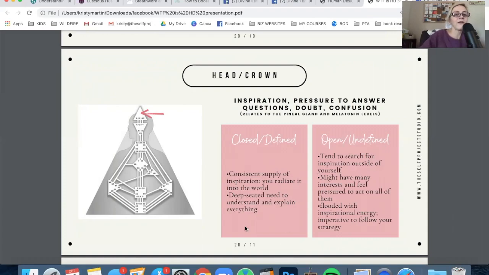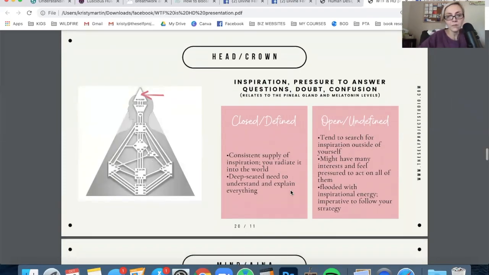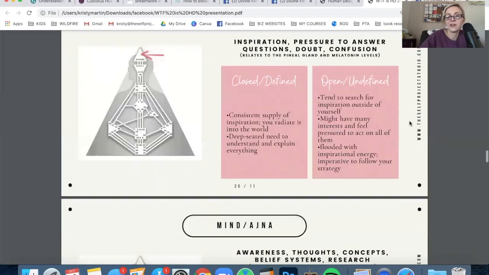A closed and defined center is going to have a really deep-seated need to understand and explain everything. They really want to know how things work so they can turn around and explain it to others. Whereas open undefined, you might feel like you have many interests and feel pressured to act on all of them, because that's a pressure center. So that's me. I have an open head and crown and I'm inspired by all the things and I want to do all the things. Flooded with inspirational energy, so it's imperative to follow your strategy to know what's right for you, because you're going to want to do everything.